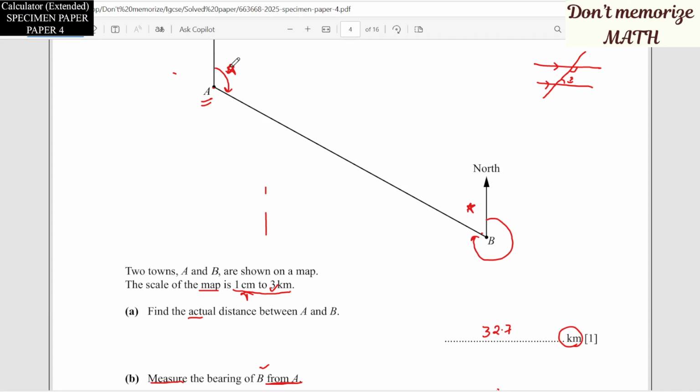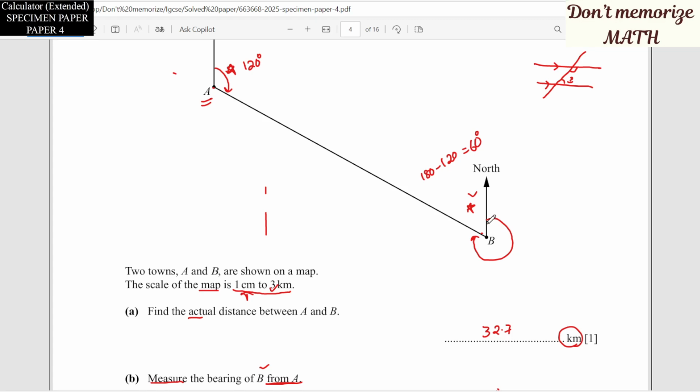This angle we already got from the previous question, B part, you got it as 120 degree. So you can find this angle by 180 minus 120, because it is supplementary angle, so you will get 60 degree. Okay, so then how to find this bearing? So how to find this angle?